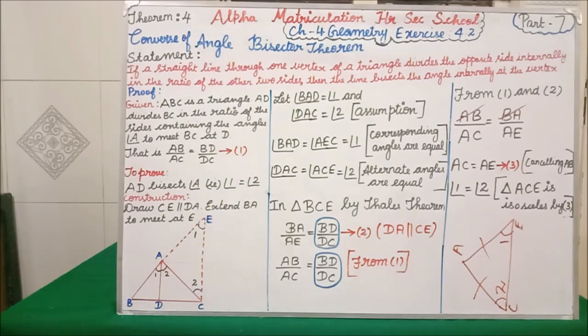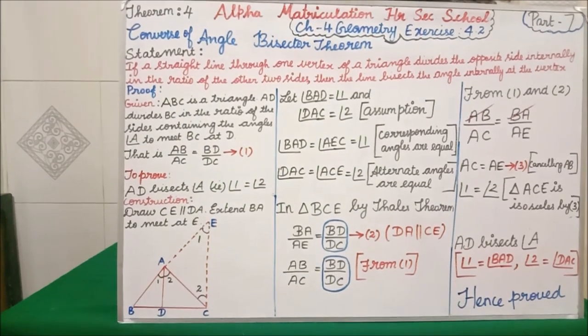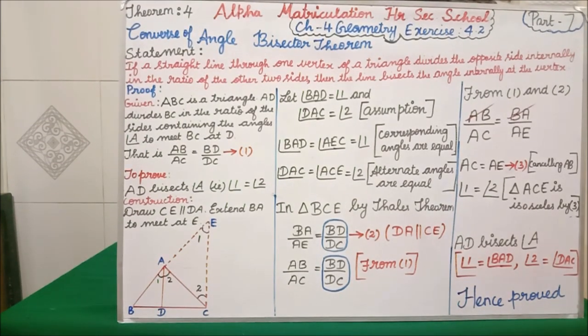So this angle 1 is equal to this angle 1, this angle 2 is equal to this angle 2. Which means we have proved AD bisects angle A. This angle 1 is equal to angle 2 means suppose if here 30 degree, here also 30 degree. We have proved now AD is a bisector of angle A. Clear all of you? Hence proved, we have to write the remaining part. Now AD bisects angle A.